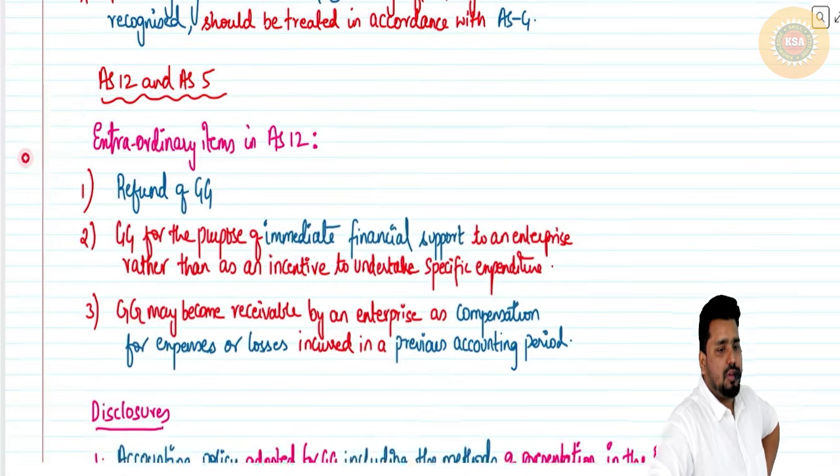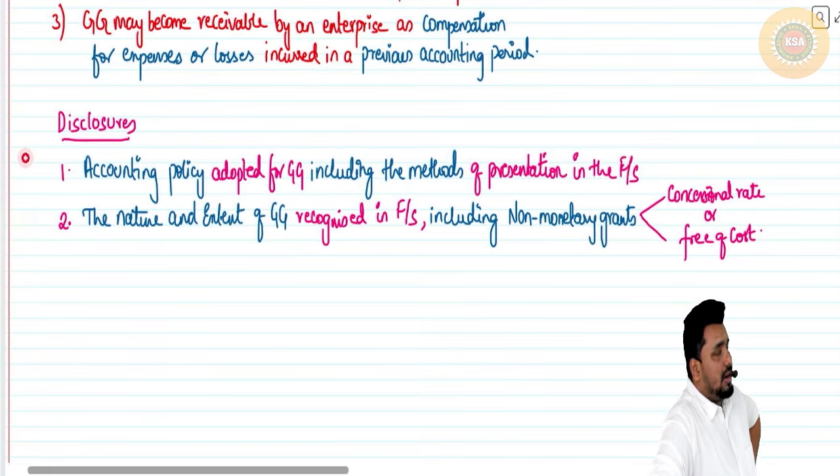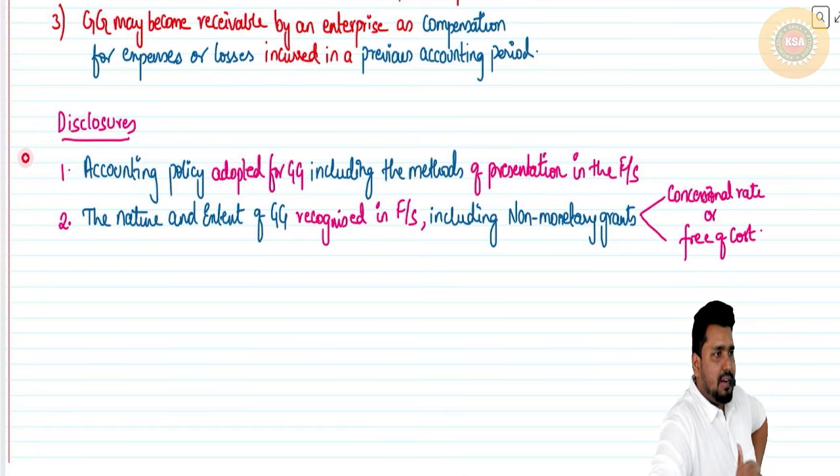Clear? And lastly, disclosure. What is the disclosure? The accounting policy adopted for government grants. What all do you have to disclose? What is the accounting policy we adopted? There are many methods now; in that, what method you adopted and why you have adopted it.